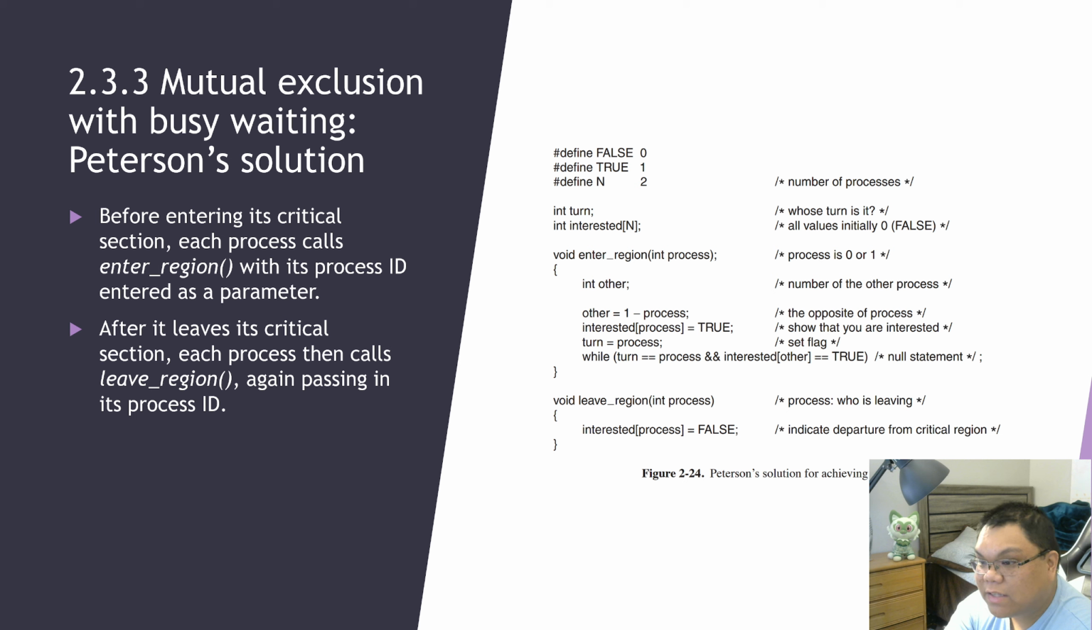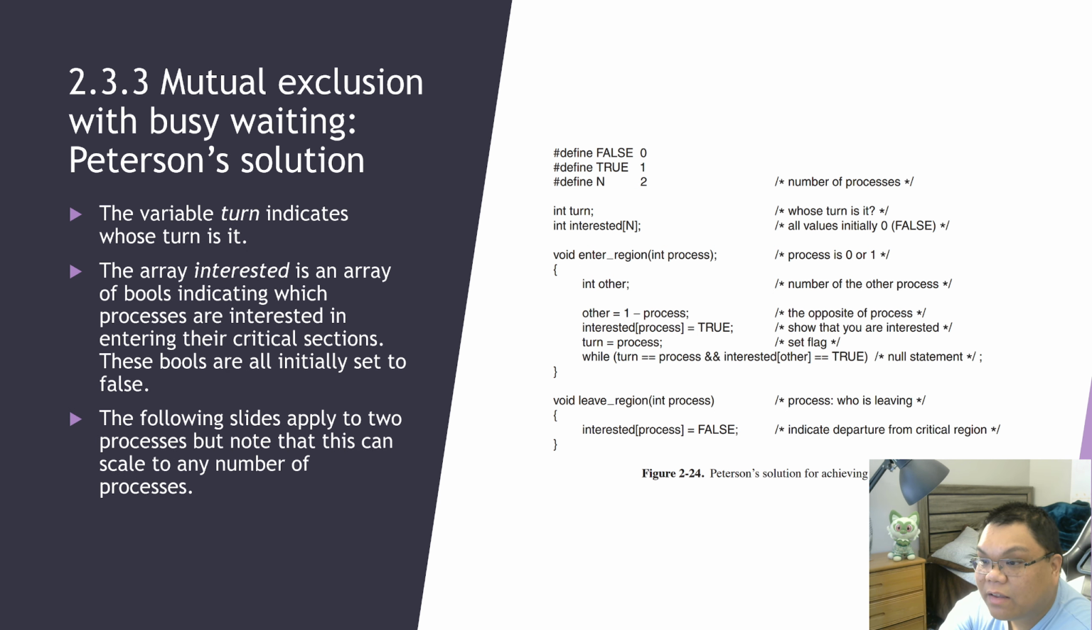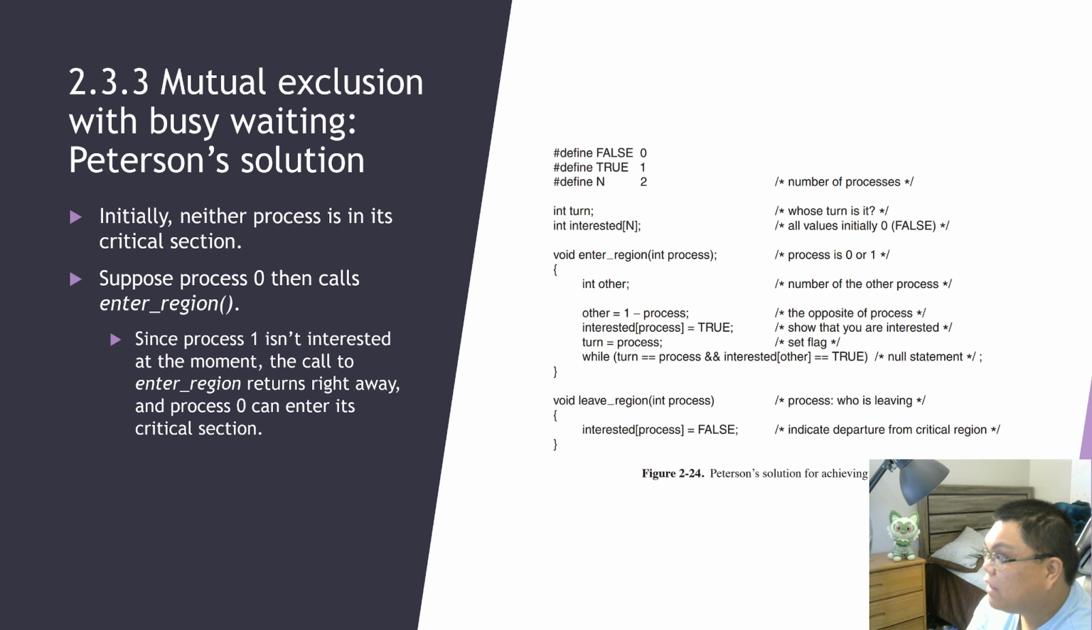When these processes leave, they must call leave region and pass in their process ID. The turn variable indicates whose turn it is, and interested is an array of booleans indicating which processes are interested in entering their critical sections. These booleans are all initially set to false. Again, this works for any number of processes, but this example only shows 2 processes. Initially, neither process is in its critical section, and no processes are interested in entering them. But let's say process 0 is interested in executing its critical section, so it calls enter region. Let's look at the code here.